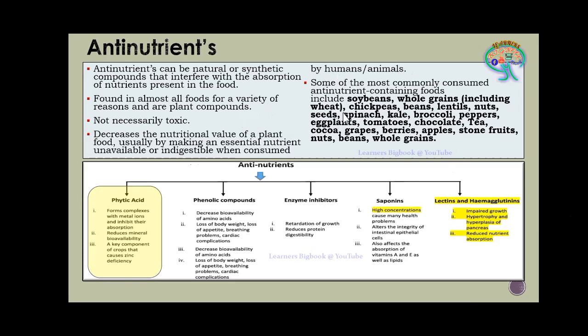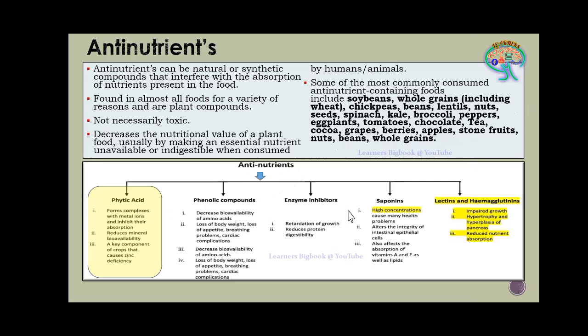So what are those? When you see, you will get astonished, because each day we consume these particular foods. This is our daily routine: we consume soybeans, whole grains, chickpeas, beans, lentils, nuts, spinach, broccoli, peppers, eggplants, tomatoes, chocolate, tea, cocoa and all this. So it makes a big list of anti-nutrients.